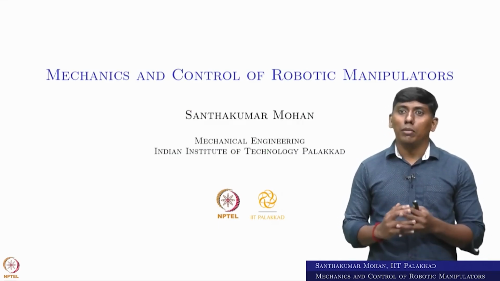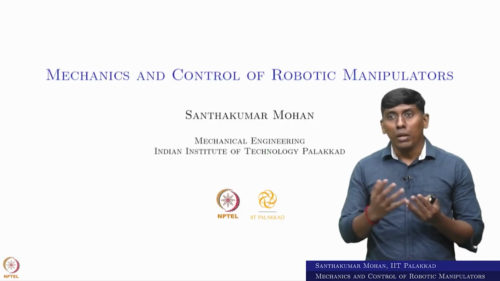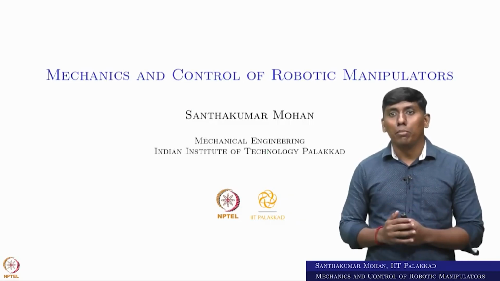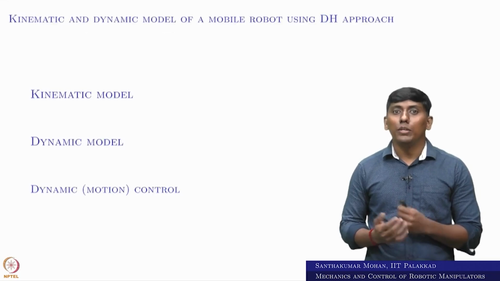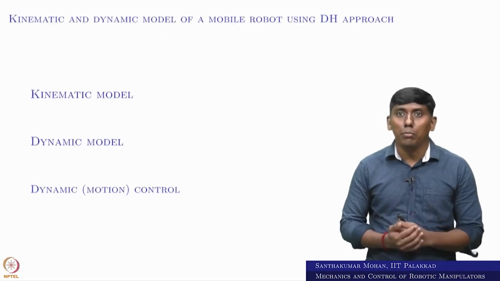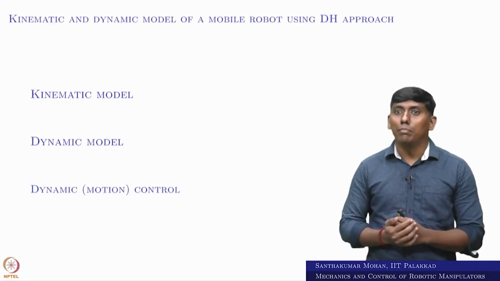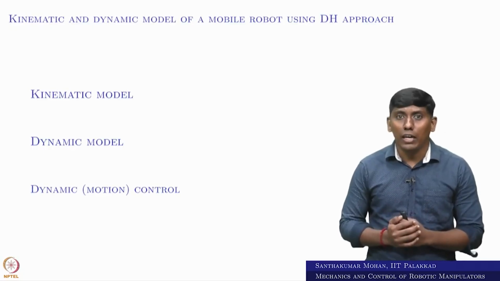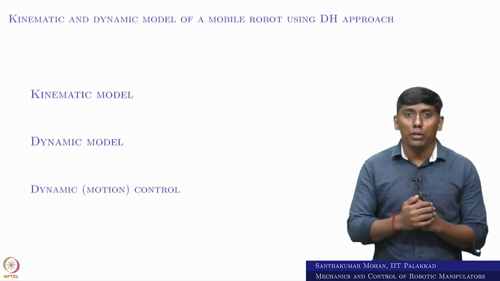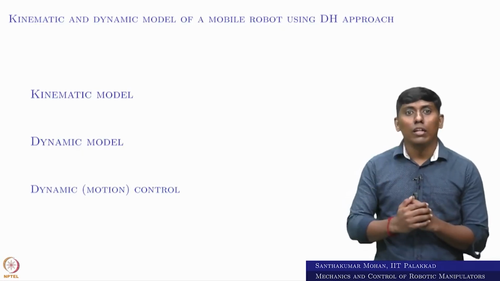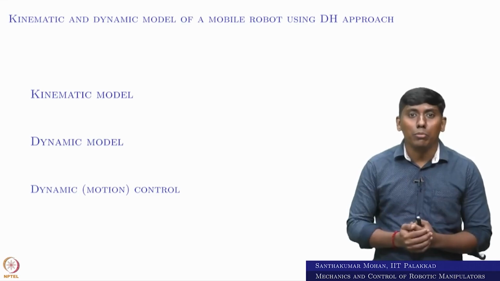The same philosophy we are trying to use for the mobile robot, that too a land based mobile robot, how that would work here. So in that sense, what we intend here is the kinematic and dynamic model derivation of a land based mobile robot using the Denavit-Hartenberg approach. We will see how to derive the kinematic model up to velocity level, then come back to the dynamic model, then end with the dynamic motion control.